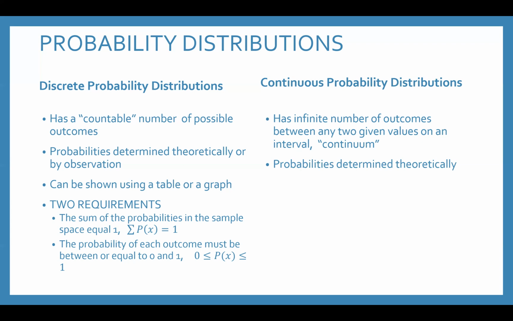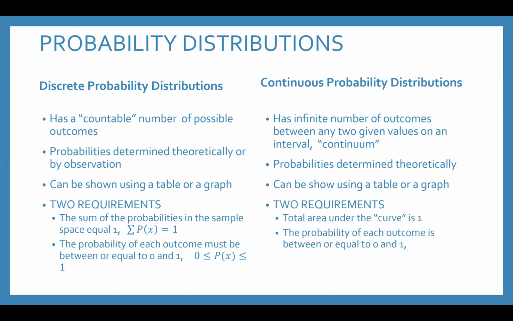Typically with continuous probability, the probabilities are determined theoretically. I have had a course where those probabilities for continuous probability are determined using calculus. We don't have to do calculus in this class, but it can be done theoretically using a formula, but it requires calculus. We also can show or visualize a continuous probability on a table or a graph.